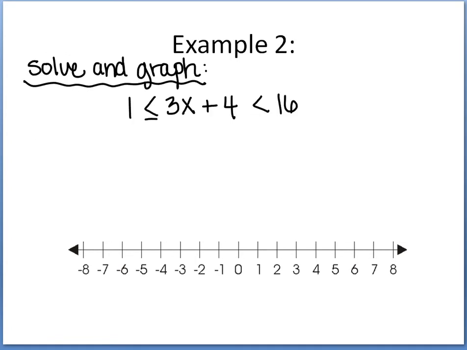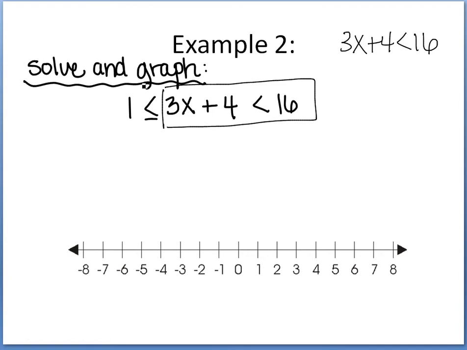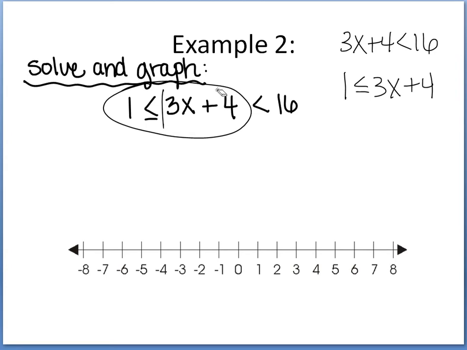Okay. Now this is an example of an "and" where it's already glued together. So we solve it as one piece. Although you could break them up if you want. You could take this right here, 3x plus 4 is less than 16, and then you could take this thing right here, 1 is less than or equal to 3x plus 4, and you solve both. But I'm not going to do that. I'm going to show you it's a lot quicker to just leave it as is and solve it the way it is. So here, my goal is to get x in the middle.